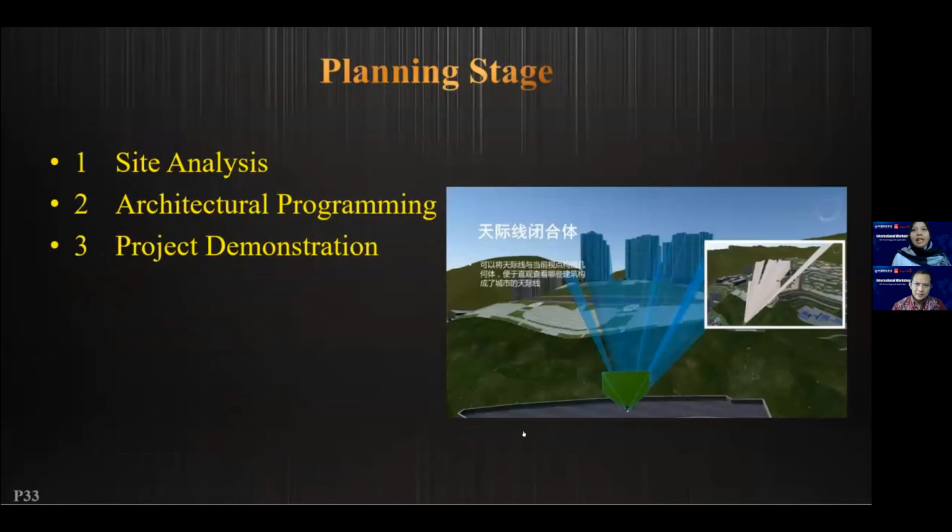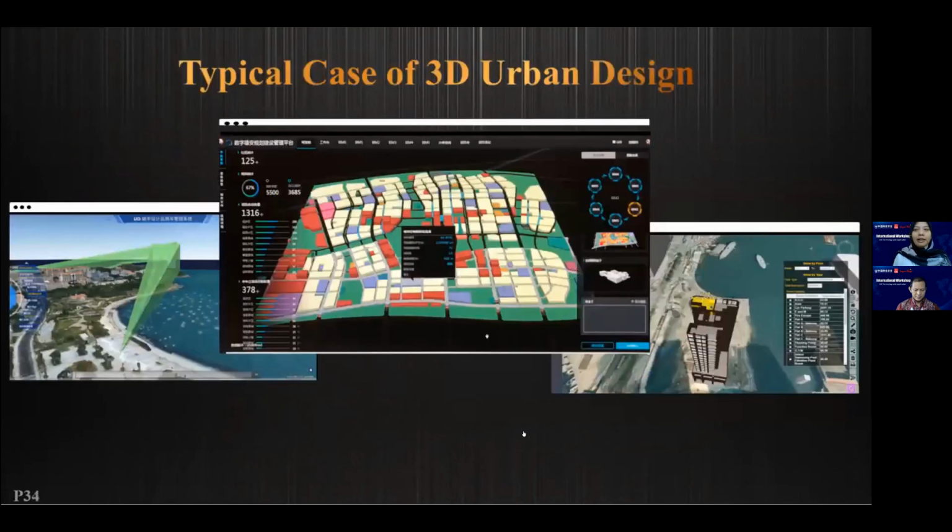So the planning stage can include the site analysis, which provides the evaluations of site condition and characteristic. The second one is the architectural programming. And the last one is project demonstrations. So it is necessary to combine the 3D GIS and put BIM in the big scenes, such as oblique photography, to demonstrate and also compare the architectural schemes. And these are the implementations of BIM and GIS in the planning stage.